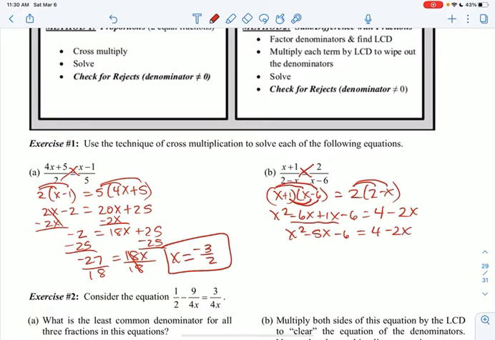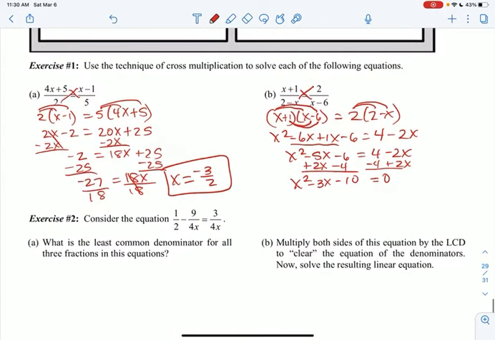And this is a quadratic, so everything needs to come to the same side, so I'm going to add 2x. Bring that over to the left, and I'm going to subtract 4. So this way I have a 0 on that side. So I'm really going to have x squared minus 3x minus 10 equals 0. Whew. And now I've got to factor to solve. So my factors of negative 10 that also combine to negative 3 are negative 5 and positive 2.